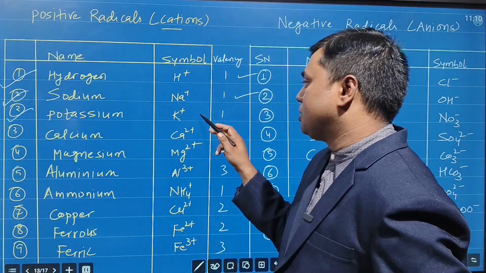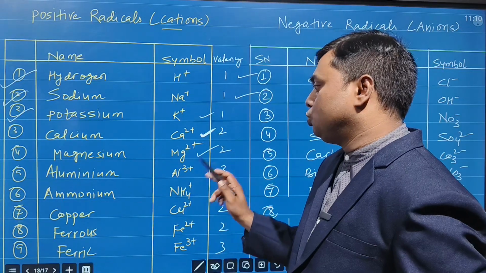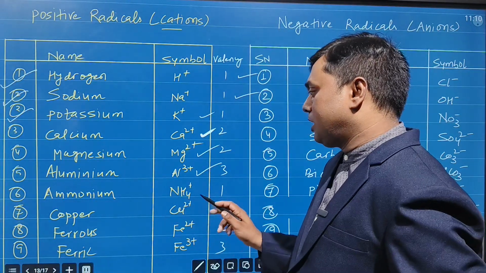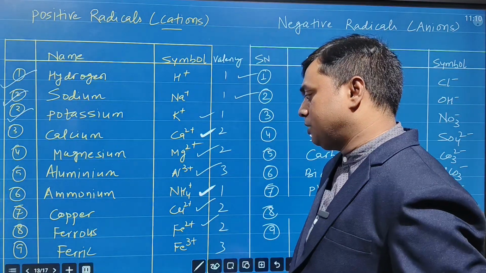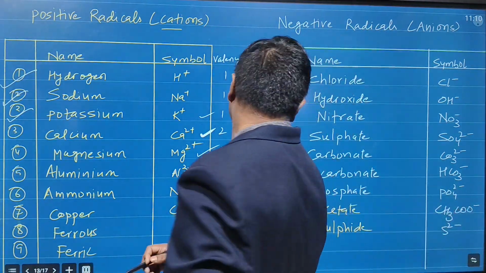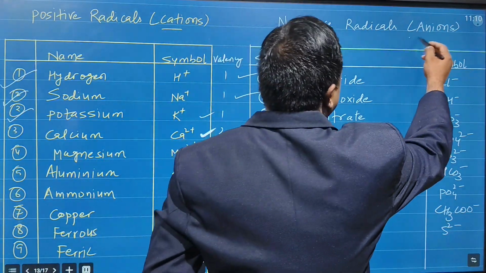Potassium K+, calcium Ca2+, magnesium Mg2+, aluminum Al3+, ammonium NH4+, copper Cu2+, ferrous Fe2+, ferric Fe3+, sodium Na+. And some negative radicals, which are anions, which is very, very important.